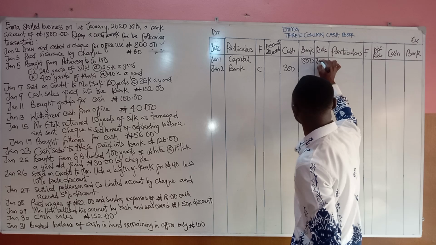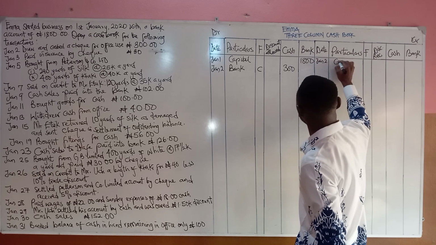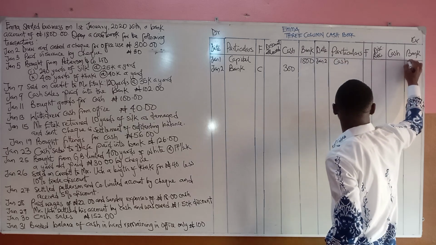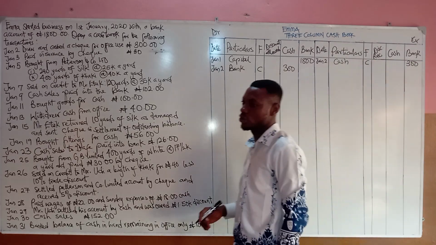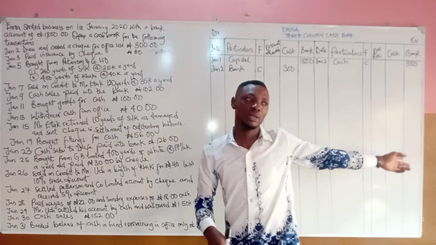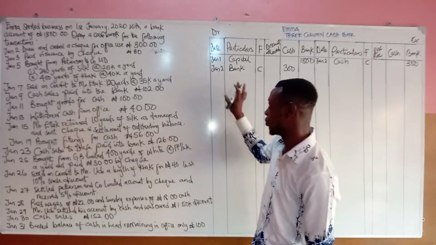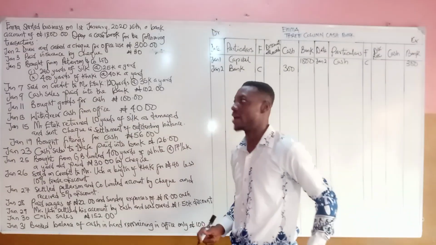Here, January 2nd, you received cash from bank, 300. So this is how we record our contra entry. The giving will be on the credit side and the receiving end will be on the debit side.